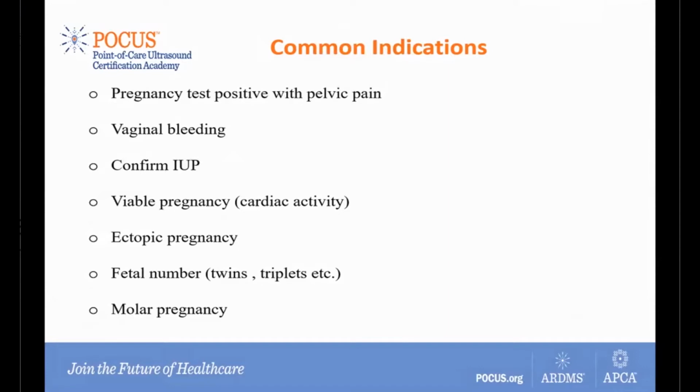Here are some of the common indications for performing first trimester ultrasound in a patient who's pregnant. One would be pelvic pain or vaginal bleeding, just to confirm an intrauterine pregnancy, to confirm whether it's a viable pregnancy, that means cardiac activity is present or not, to look for ectopic pregnancy if that is suspected, or to look for twins or triplets, or the number of embryos present, as well as molar pregnancy.